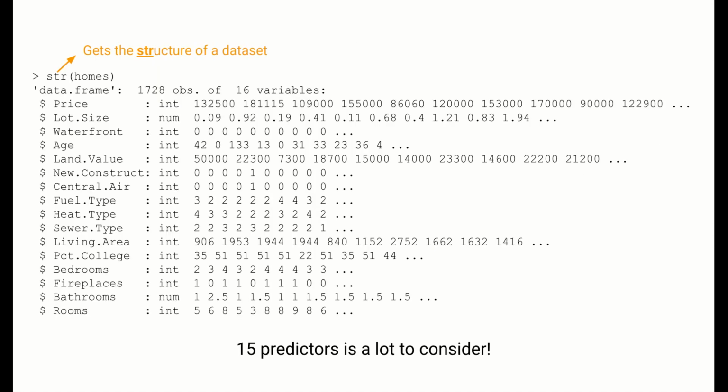To motivate why there's particular interest in methods that help build models, let's take a glimpse at the New York housing data that we've looked at previously. We see that there are 15 predictors to consider when building models for house price. That's a lot to consider. In this video, we'll begin our tour of methods that can help with this.